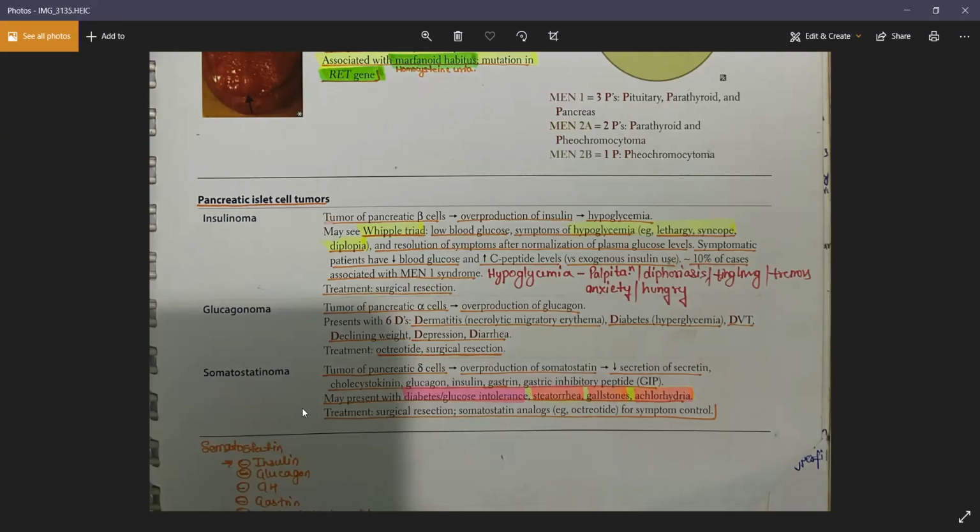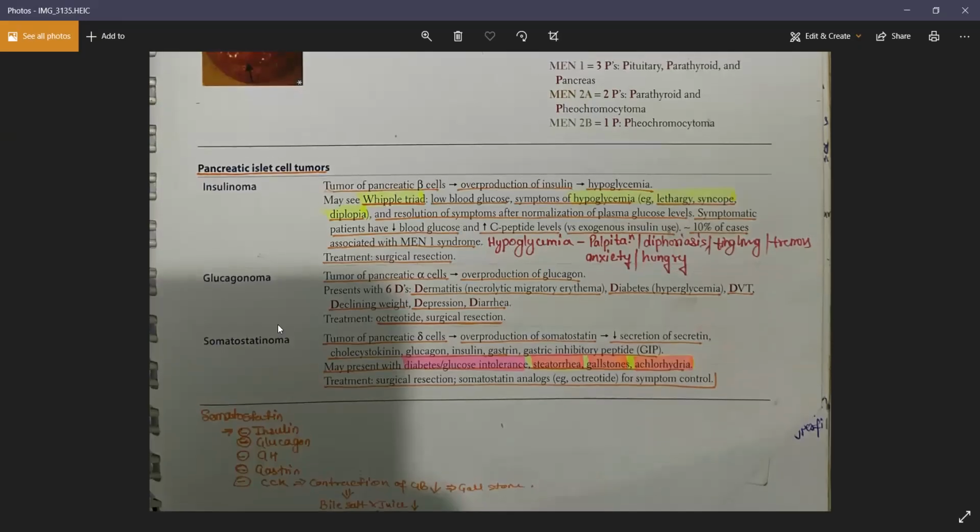Okay. Then comes the somatostatinoma, in which you have high somatostatin levels, and high somatostatin levels can suppress both the insulin as well as the glucagon. But the insulin suppression is much more than the glucagon, and that's why in somatostatinoma you will have diabetes. Although somatostatin suppresses both glucagon and insulin, the insulin suppression is more, and that's why the patient will have diabetes.